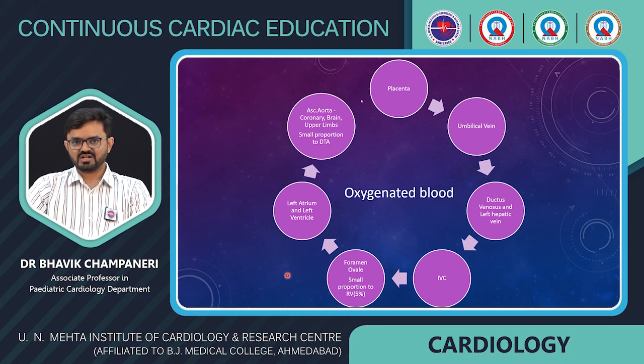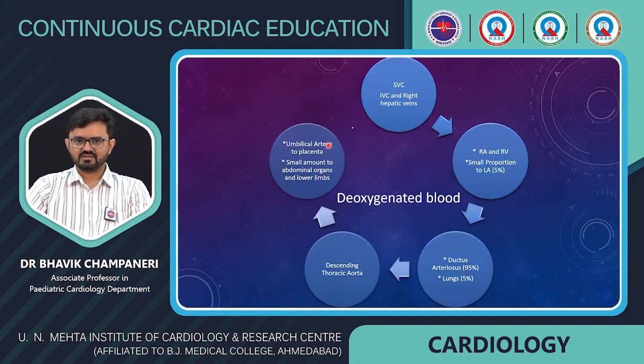So this is a chart showing the circulation of oxygenated blood, or blood with higher oxygen content. From placenta it goes through umbilical vein. From umbilical vein it goes through ductus venosus and it enters left hepatic vein and IVC, inferior vena cava. From inferior vena cava the stream of blood is preferentially directed into foramen ovale and it enters into left atrium and left ventricle. Very small amount of blood from umbilical vein enters into right ventricle, that is around 5% of volume. From left ventricle it goes into ascending aorta and supplies coronaries, brain, and upper limbs, and very small amount of blood goes into DTA, descending thoracic aorta.